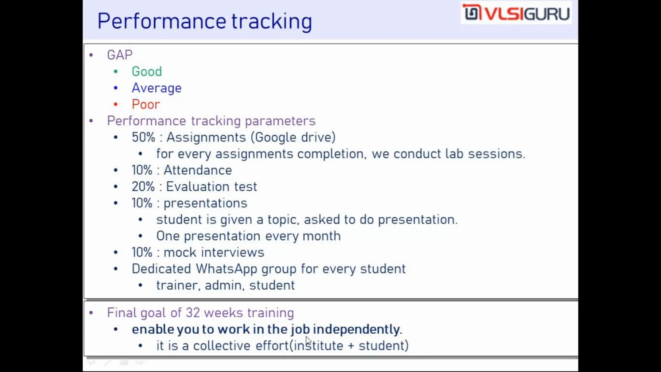How should you be able to work? He gives you the activity, you understand what the activity is, you understand what needs to be done, you do it, and you tell him the activity is done. That is what I mean by enabling you to work in the job independently. You don't need to do very complex things, you don't need to invent a chip or any new technology. Whatever is there, understand that problem, come up with a solution to that problem, and implement that solution. That's what training will do.